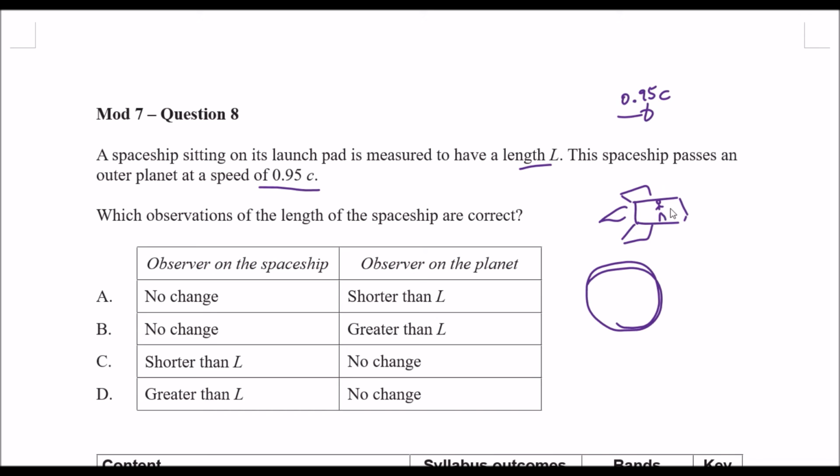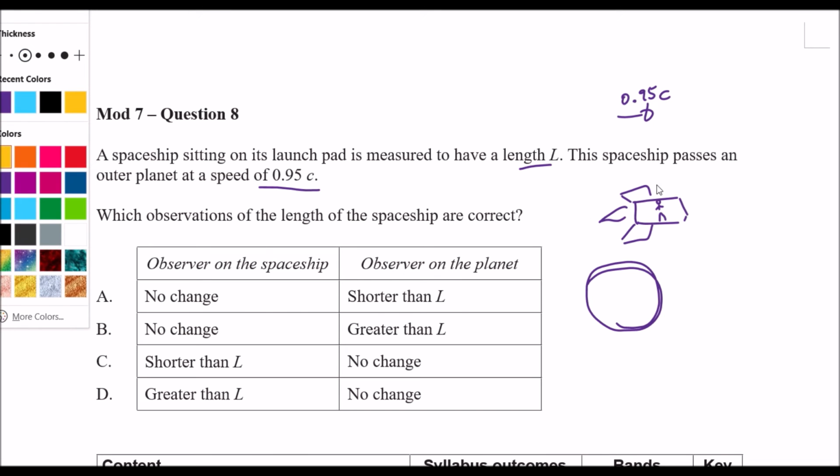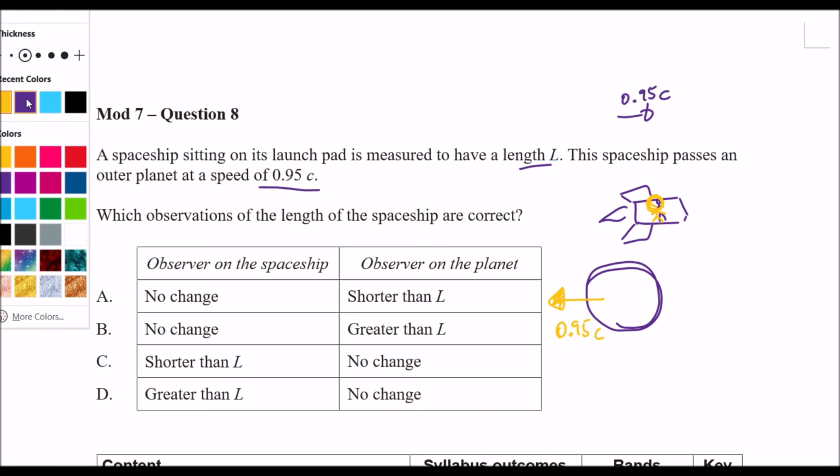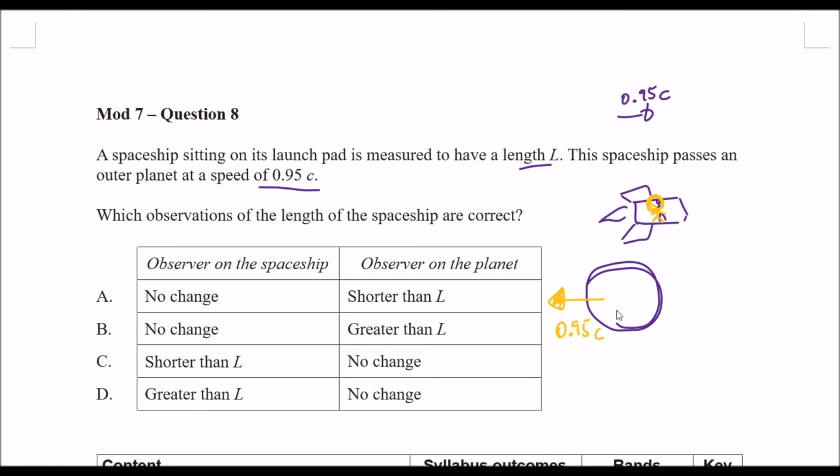But if you are the observer, so this is your reference, you would observe, if we're looking at your frame of reference, you'd see the planet moving away from you at 0.95 of the speed of light. If you were a person on the planet, you would look at the spaceship moving at 95% of the speed of light. So that's the frames that we need to put in.